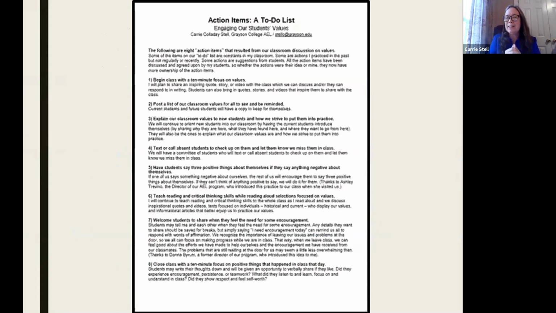Action items, a to-do list. And so these were things that my students talked about and agreed that they wanted to do in our class. And I will tell you on this list, and I will look at each item in a moment, I don't expect you to be able to read this here and now. Some of the items on this list were constants. They were things that I was already doing in my classroom. Some of them were things I had done, but I didn't do them regularly, and I may not have done them recently. And then some of the items were suggested by students. But here's the deal. All of the items were discussed and agreed upon by my students. So regardless of whether it was my idea or a student's idea, everyone had ownership in it.